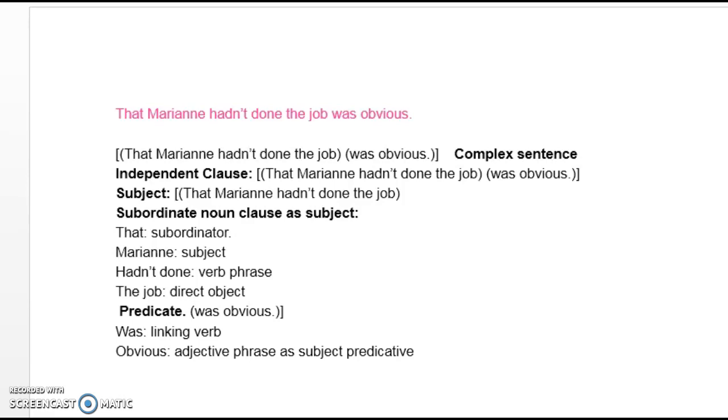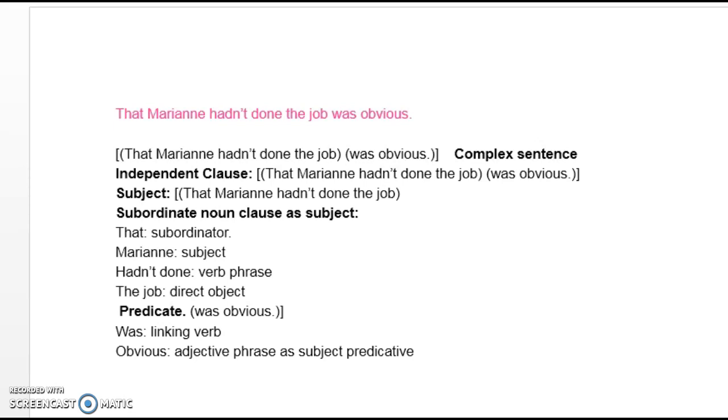And then you have the rest of the sentence, or the new sentence. That Marianne hadn't done the job was obvious. And this one is also a complex sentence because at the beginning, as a subject, you have a subordinated noun clause. So you have that Marianne hadn't done the job was obvious is the whole sentence. That Marianne hadn't done the job is the independent clause, and the subject is a subordinate noun clause.